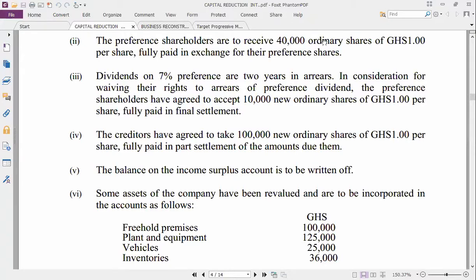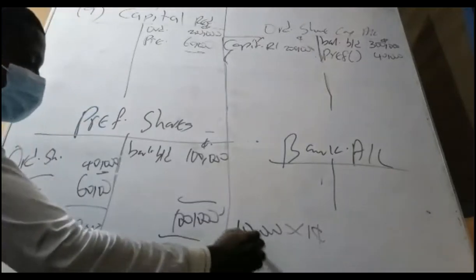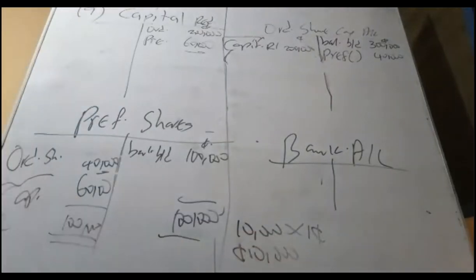So the steps are, step 1, find the total value of the shares that you are giving them, the monetary value of the shares. We are giving them 10,000 shares at 1 Ghana cedi each. So multiply these, you get 10,000 cedis. That's the first step you have to do. Step 2, record this in the ordinary shares account, because we are now going to issue it to increase ordinary shares.